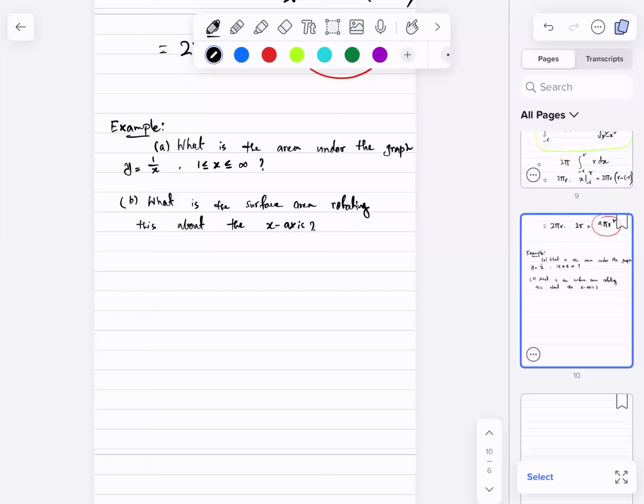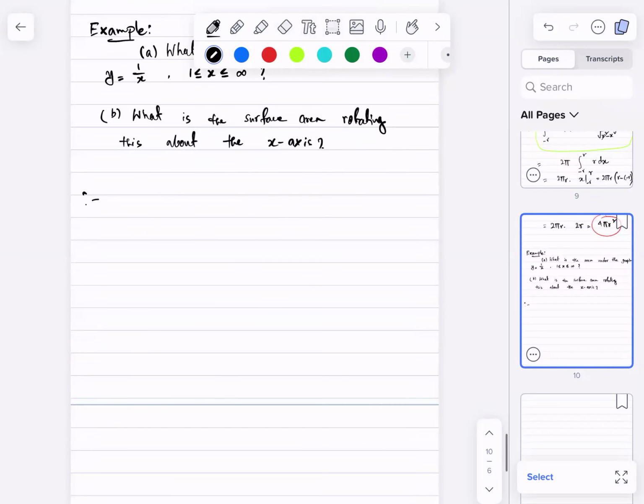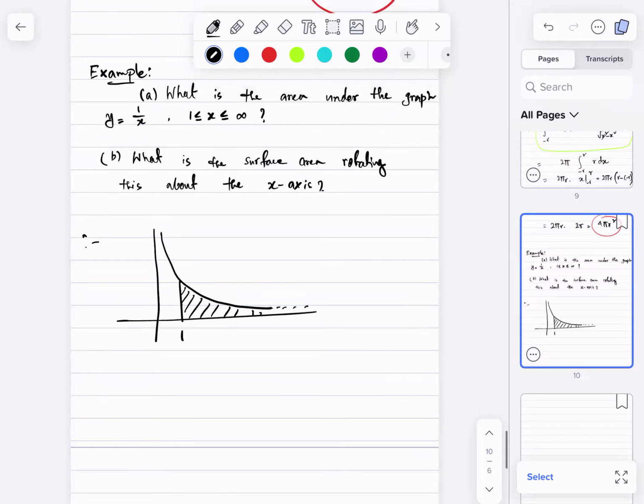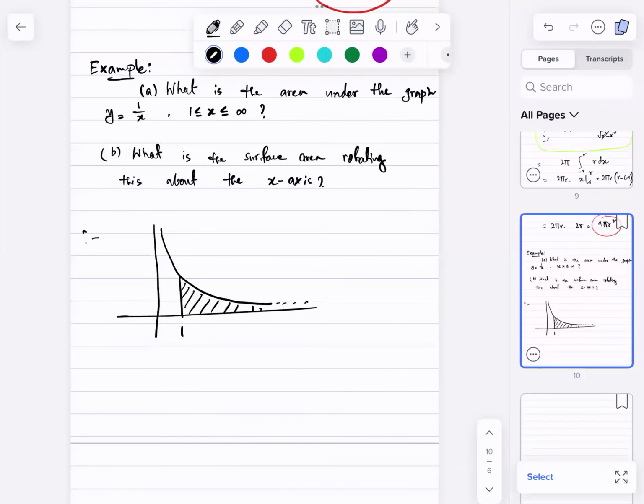Okay, for the next problem, we are given y is equal to 1 over x. So how does the graph look? The graph looks like this, and I have to consider it from 1 to infinity, so it'll carry on. This is my area under the curve. Then I have to rotate it around the x-axis. The first question is to find the area under the graph.